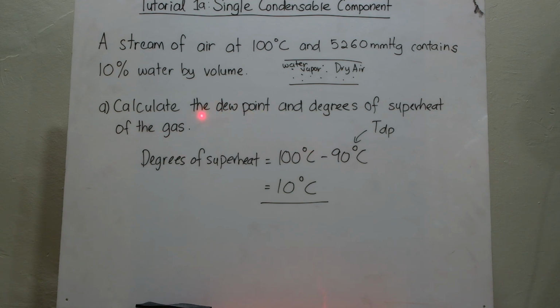Before you get this information, definitely you have to check first whether your single condensable is in superheated state. Once you confirm it's superheated state, then you can calculate the dew point and the degrees of superheat of the gas. In tutorial 1B, after this, I'm going to show you how to solve mass balance using this concept.